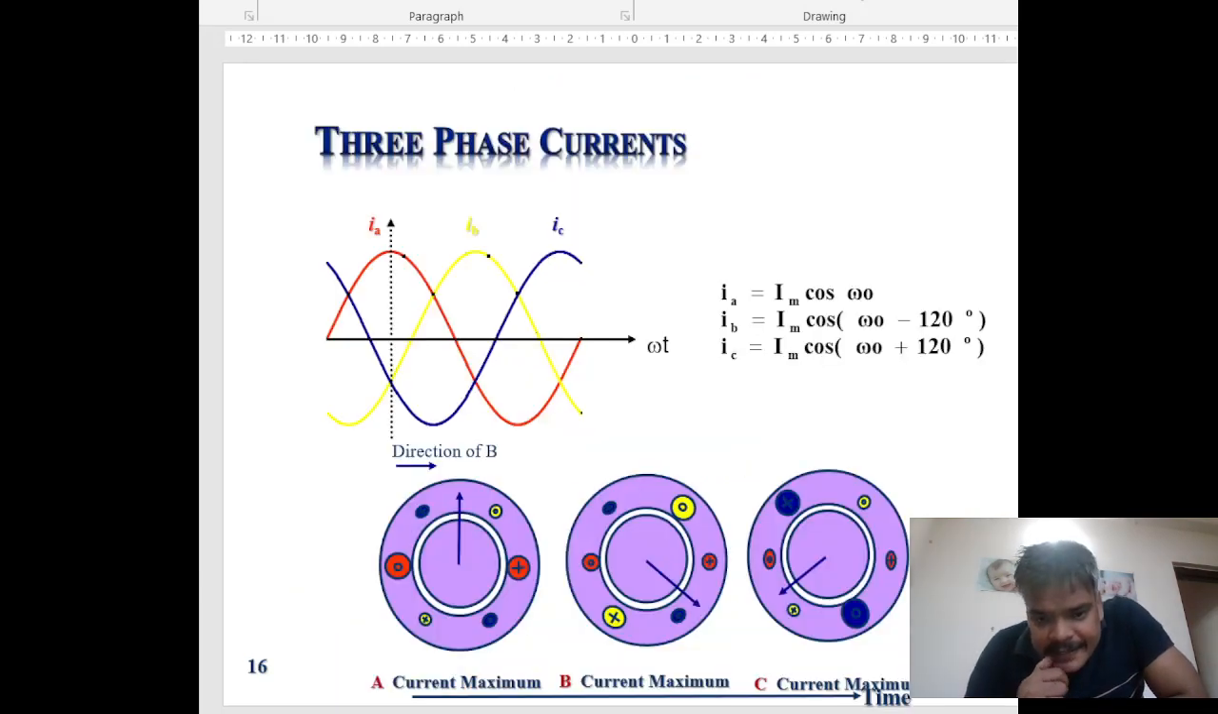Three-phase currents: IA equals Im cos omega t, IB equals Im cos(omega t minus 120), IC equals Im cos(omega t plus 120).